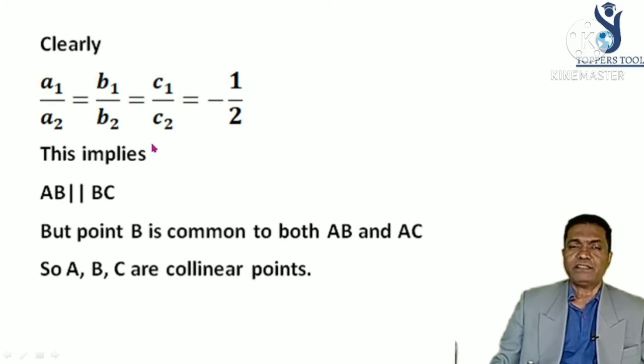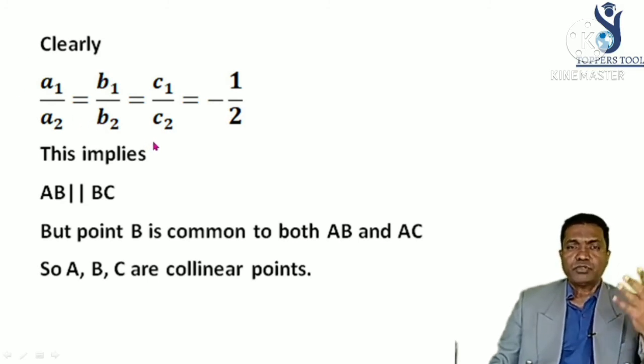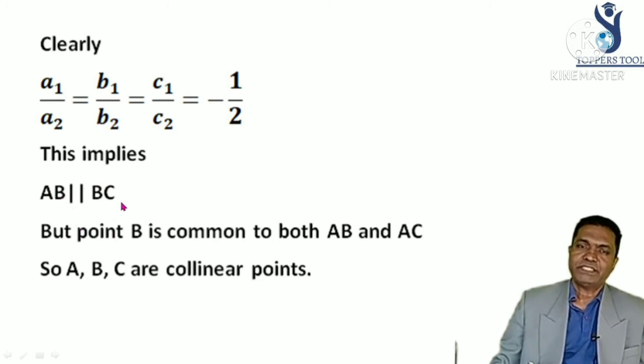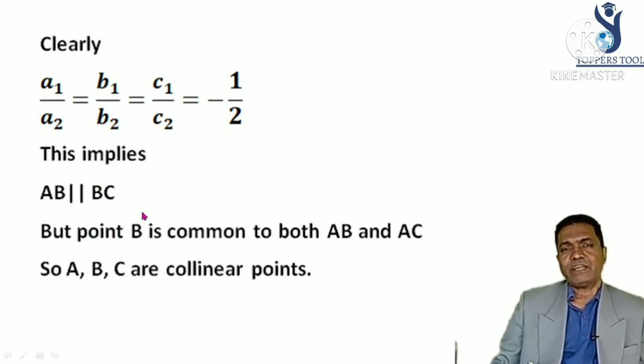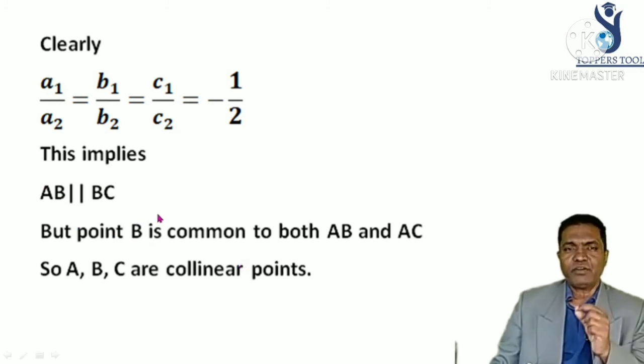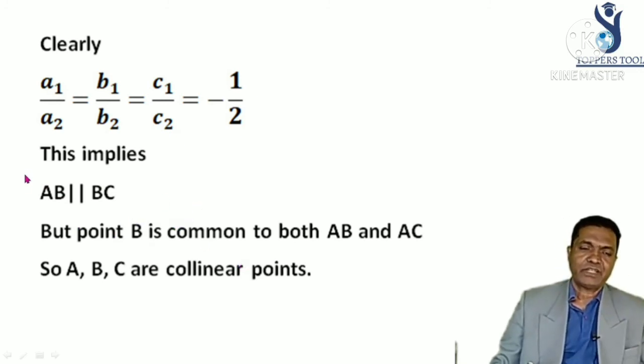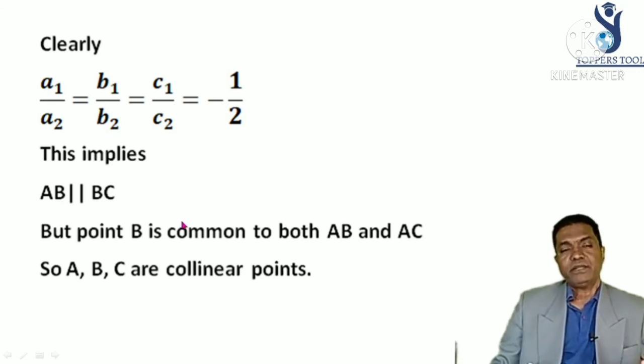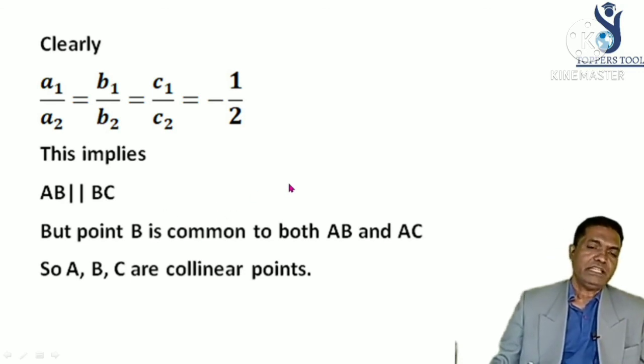So what does it imply? The direction ratios of the two lines are proportional. So what does it imply? By the previous condition, AB is parallel to BC. So AB is parallel to BC and B is a common point here. Then what does it mean? They must be on the same line. AB is parallel to BC is only possible when B is a common point between AB and BC. That means A, B, C are on the same line. That means A, B, C are collinear points.